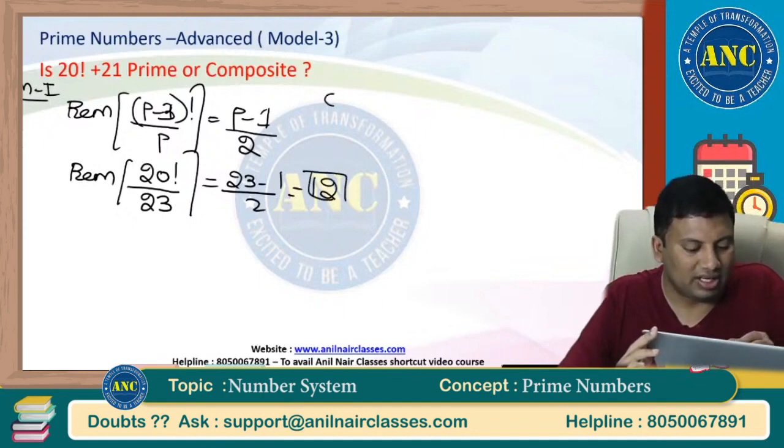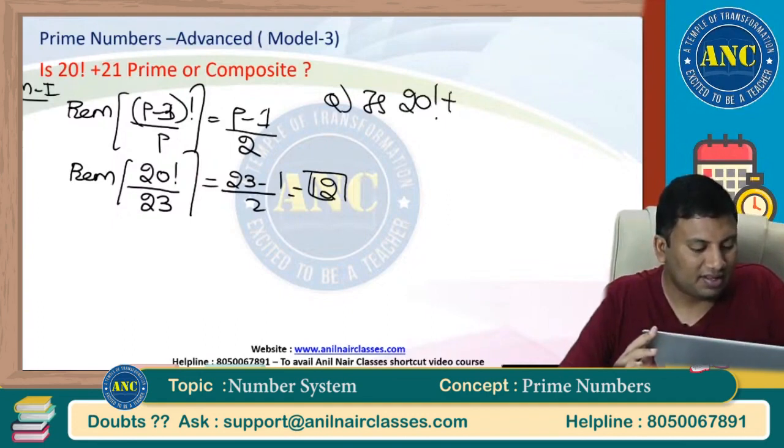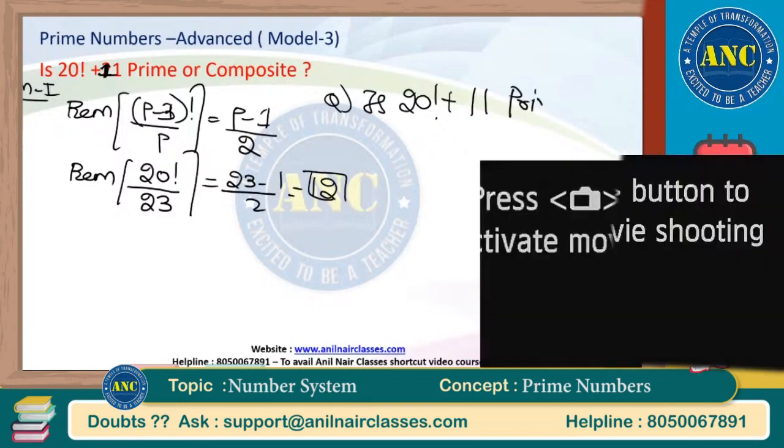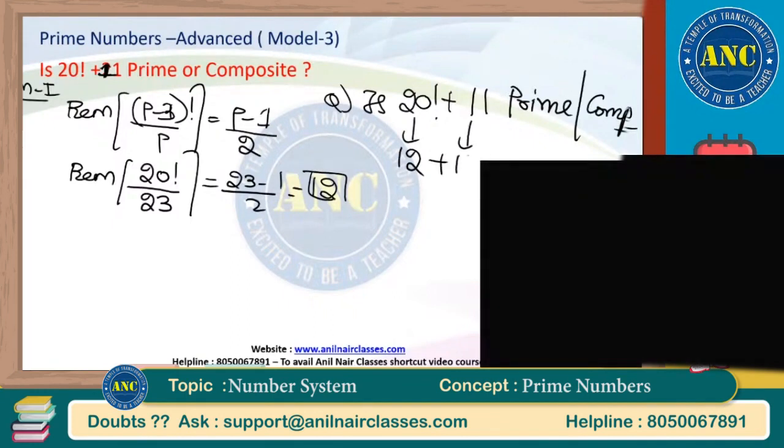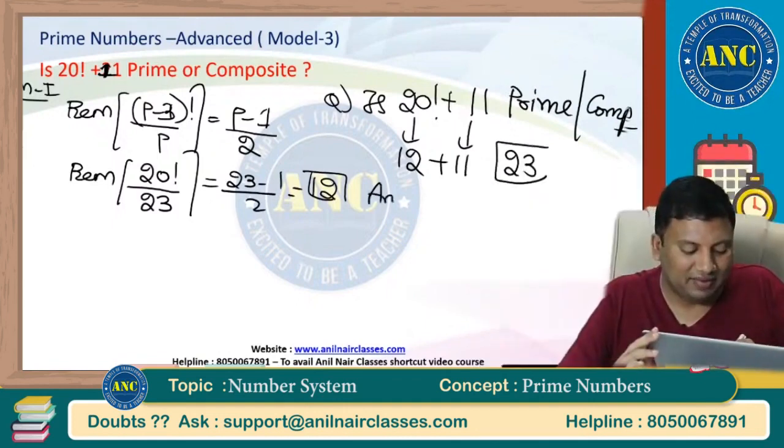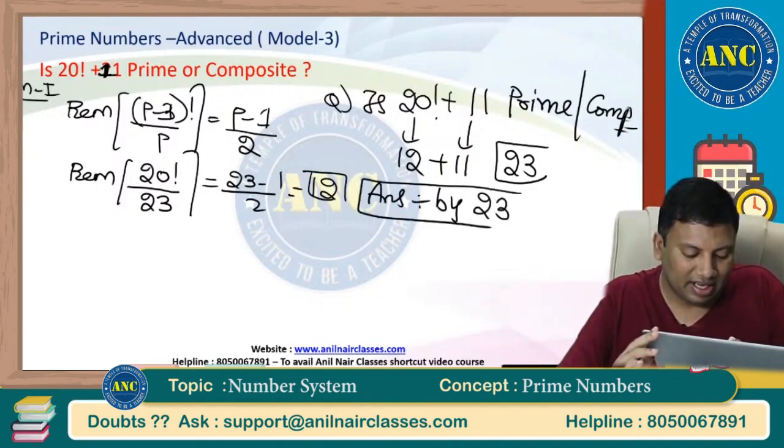So, if the question is like this, 20 factorial plus 11 (not 21, it is 11), is it prime or composite? 20 factorial gives remainder 12, the other term gives 11, and 12 plus 11 is 23. The answer is divisible by 23. I hope it is clear.